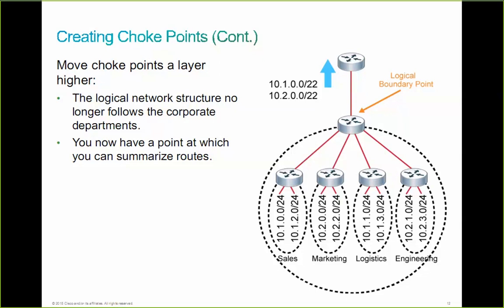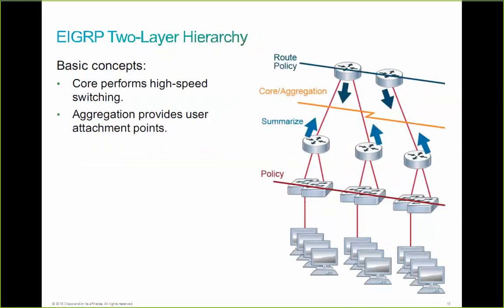So let's look at a basic 2-layer hierarchy, and then we'll take a look at a 3-layer hierarchy as well. In the 2-layer hierarchy, we have our core layer and our aggregation layer. Very similar to what we would see with an OSPF design, where the core would be the backbone area and the aggregation points would be the ABRs attached to my non-backbone area. So very similar design in this case.